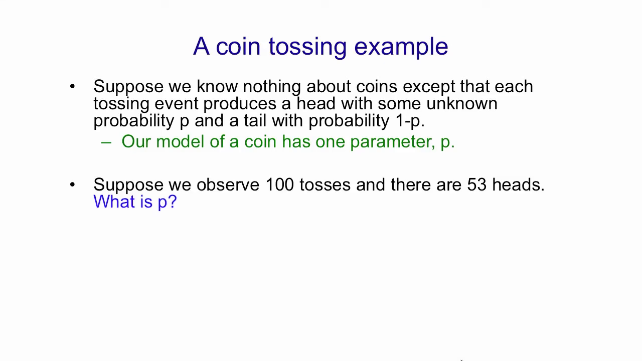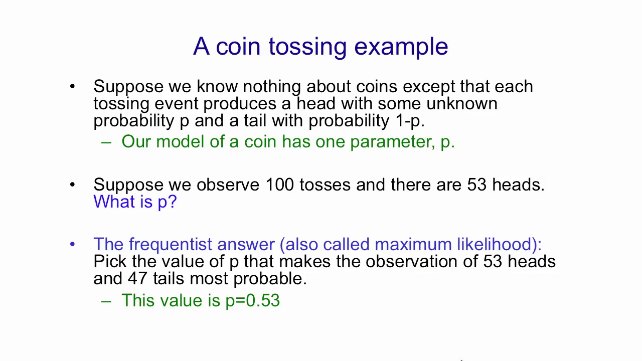What happens now if we see 100 tosses and there are 53 heads? What is a good value for p? Well, obviously you're tempted to say 0.53, but what's the justification for that? The frequentist answer, which is also called maximum likelihood, is to pick the value of p that makes the observations most probable. And that value of p is 0.53. It's not obvious that's true. Let's derive that.